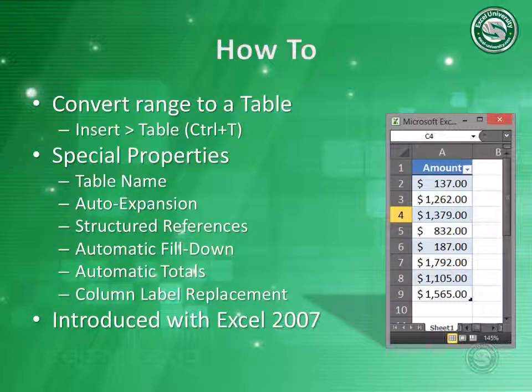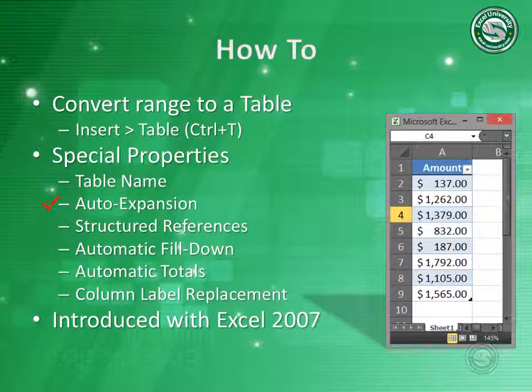Once you've converted the ordinary range into a table, you get access to many special properties. First, the table name. Each table is named, and you can reference the data within the table by using the table's name, rather than traditional A1 style range references. Next is auto expansion, and, oh yes, it's as cool as it sounds. Tables automatically expand as new data is entered.